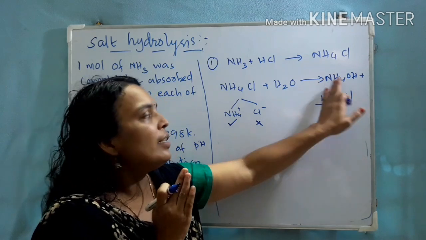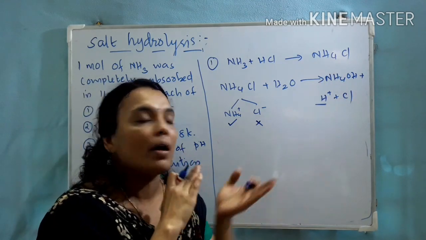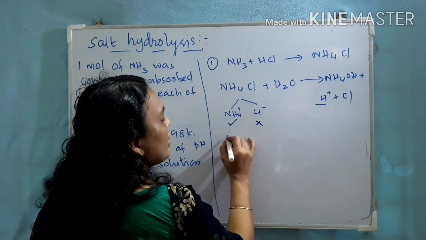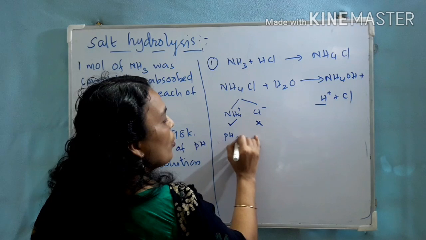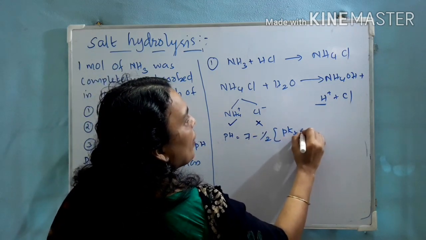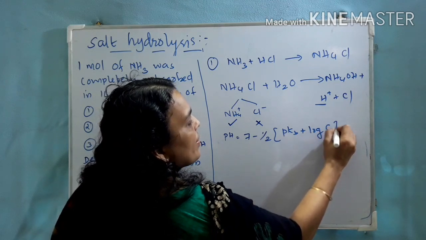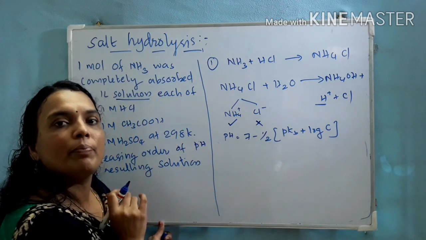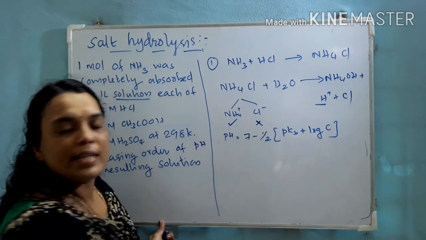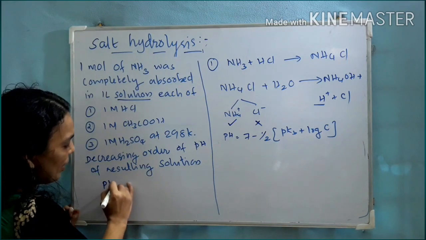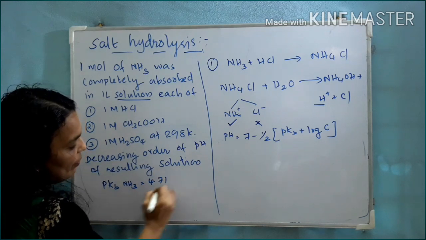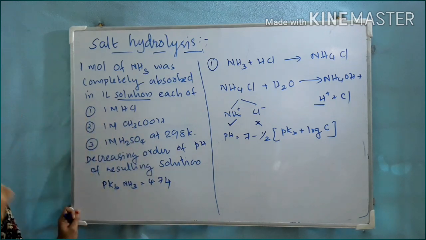Clear? That means the solution becomes acidic in nature, so pH is less than 7. The pH of the solution is equal to 7 minus half of pKb plus log C. So it is less than 7. Here it is given that pKb of ammonia is equal to 4.74. So we can substitute.